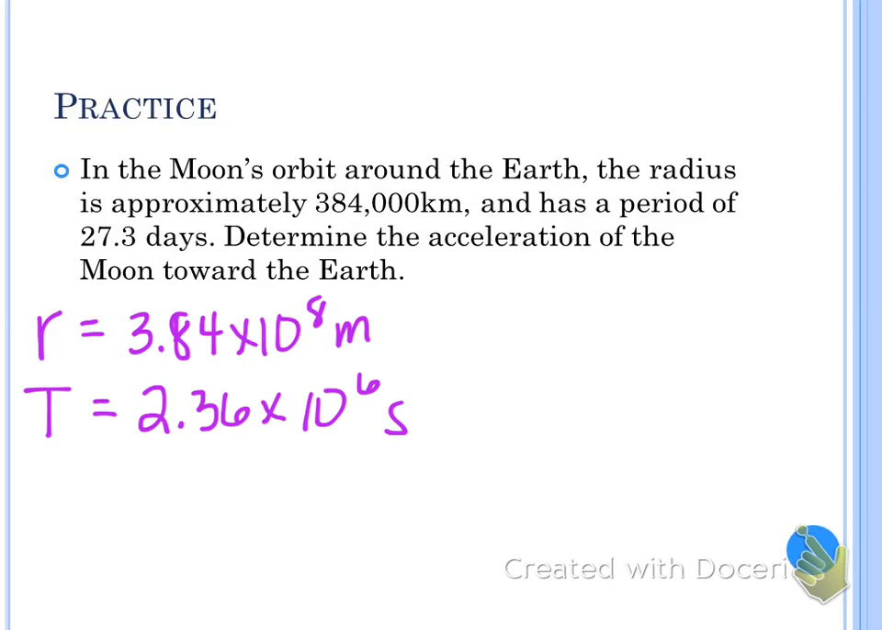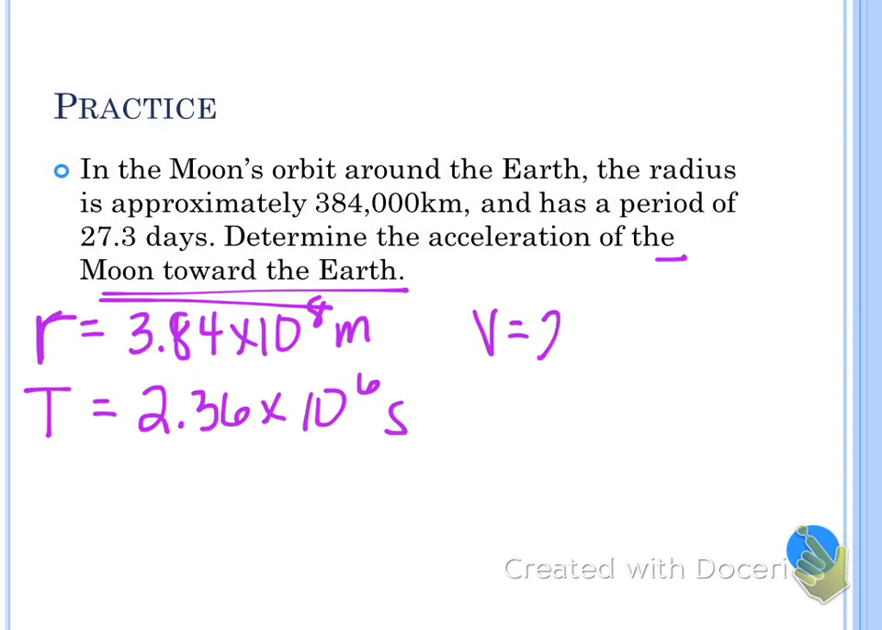So why does it say determine the acceleration of the moon toward the earth? Why do you think it's worded that way? Yeah, exactly. The moon is orbiting in an exact circular path around the earth. And since we know all of our acceleration is center-seeking, or centripetal, we know it's going technically toward the earth, even though it's going to stay on that circular path.